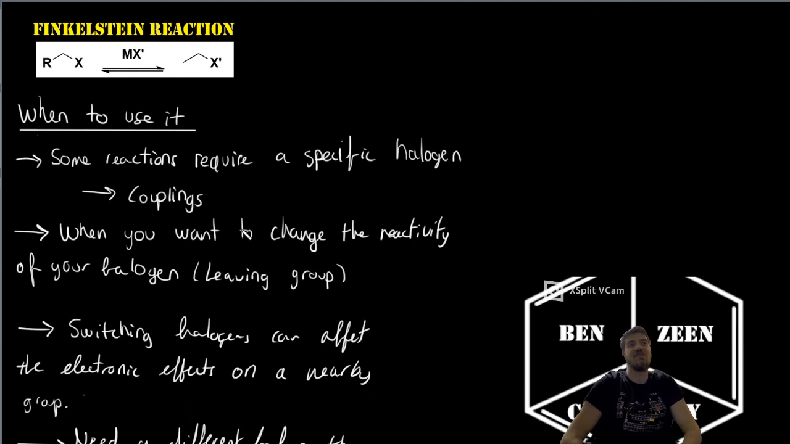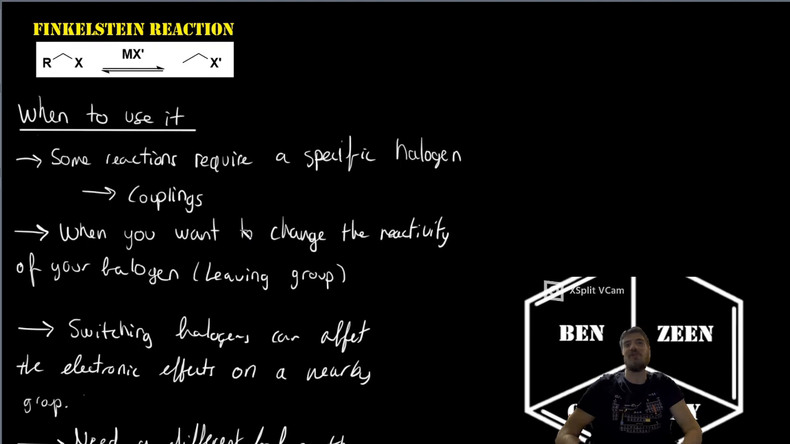So when do you actually use Finkelstein's reaction? Some reactions are very picky on the halogen that they need for them to work. And certain types of couplings, I know that you need a specific halogen, so sometimes you need to switch it. And you need to be sure that it's an sp3 hybridized carbon, because it's an SN2, so if it's an sp2, for example, it won't work. Like if you're doing a coupling on an aromatic, you can't use Finkelstein's because it's an sp2 carbon.